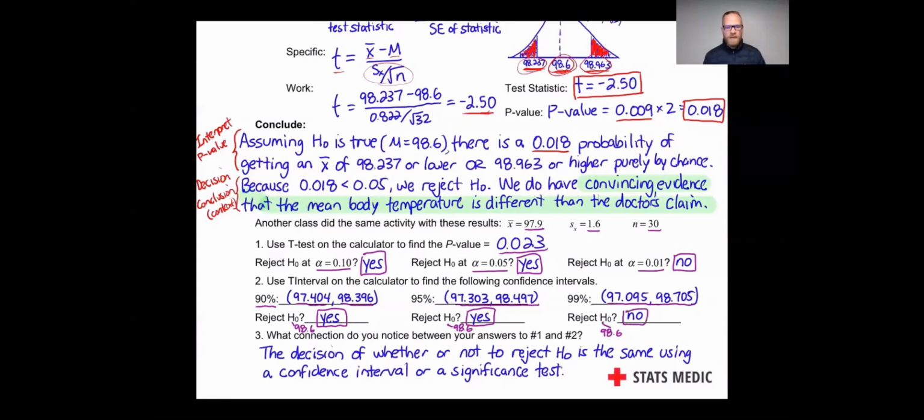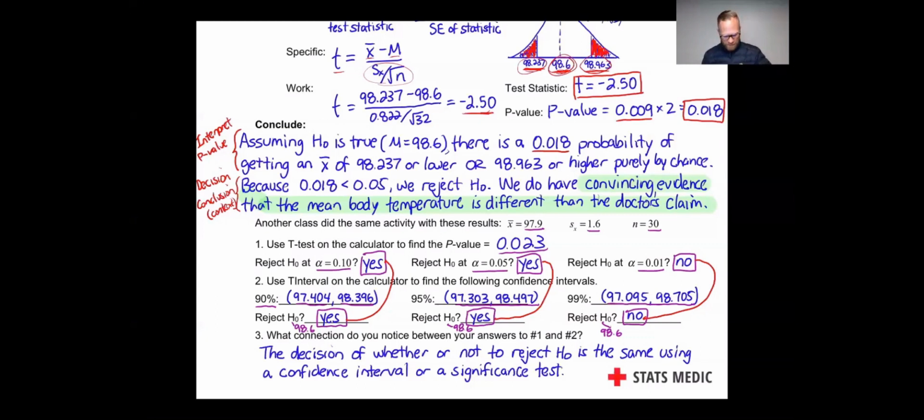Now for number 3, what connection do you notice between your answers for number 1 and number 2? Well, I was hoping that you noticed that your decision with the significance test is the same as your decision using the confidence interval here. You are always going to make the same decision. But what's the connection between the significance test and the confidence interval?